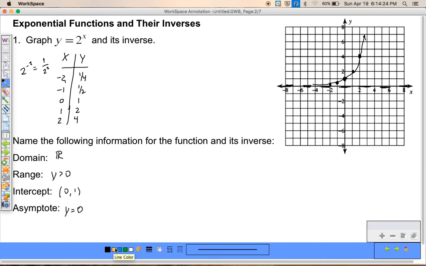We're going to do the exact same thing now for the inverse. For the inverse, remember, all we have to do is switch the x and the y. So all of our y values will become the x values. So the 1/4, the 1/2, all the way down will become the x's, and the x values are going to become the y's. And we're just going to plot these: (1/4, -2), (1/2, -1), (1, 0), (2, 1), and (4, 2).